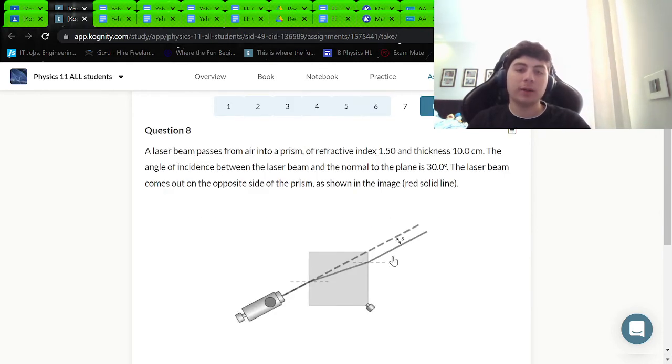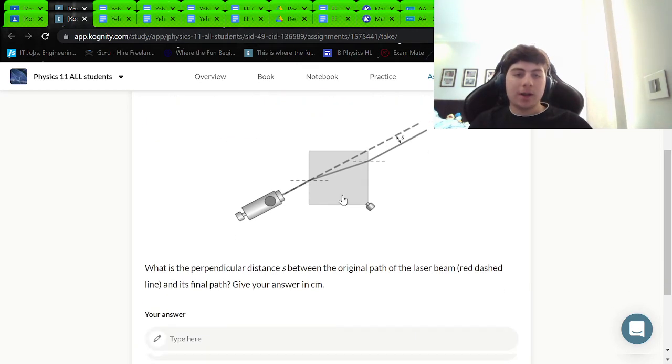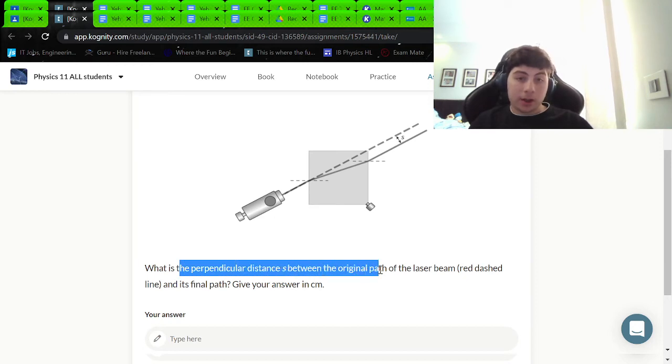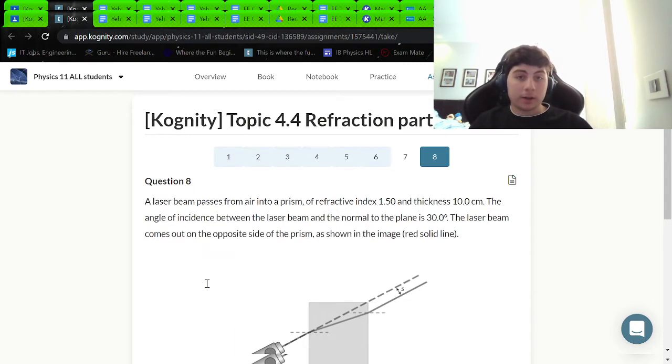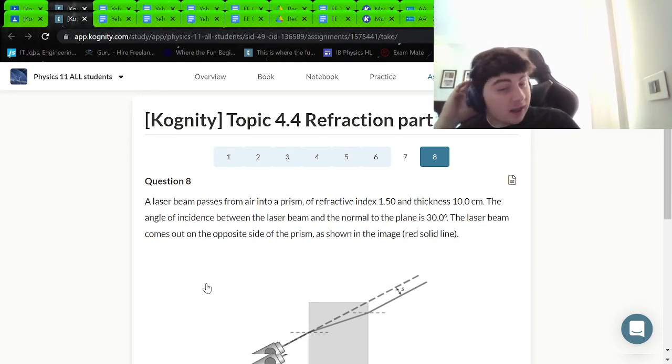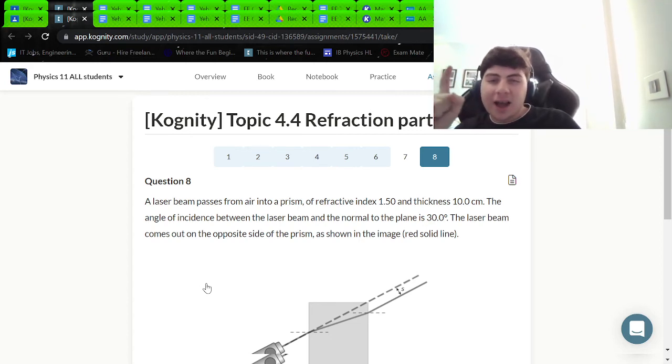A laser beam. Oh, this one's an easy one. Laser beam passes from air to prism. The refractive index is 1.5 and thickness 10 centimeters. The angle between the laser beam and the normal plane is 30 degrees. The laser beam comes out the opposite side of the prism as shown in red. Okay. The perpendicular distance between the initial path of the laser beam and its final path. You need 3 numbers and you'll calculate that. Right. So the last 2 questions are not nice. 10 centimeters is 0.1 meters.